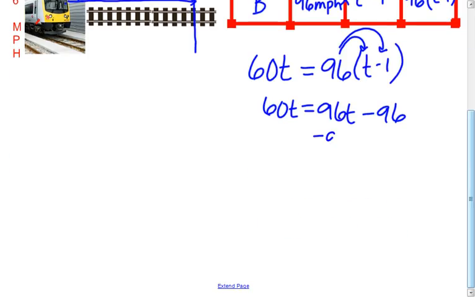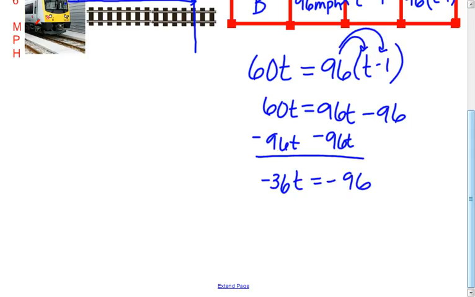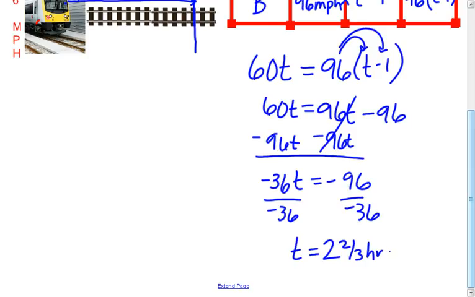I will subtract 96t, and I'll have negative 36t equals negative 96. Divide by negative 36. And t equals 2.66666 repeating if you do this on your calculator, or 2 2/3 hours. Okay? Now, that's what t is.